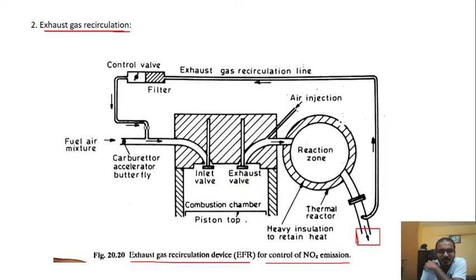And this is our standard arrangement, that is the piston-cylinder arrangement with combustion chamber, inlet valve and exhaust valve. One more thing is that we have provided an air injection over here, and the exhaust gases enter this reactor zone, which is also known as the thermal reactor, and it is heavily insulated to retain the heat. So that is the exhaust gas recirculation device, EGR, for control of nitrogen oxide emissions.